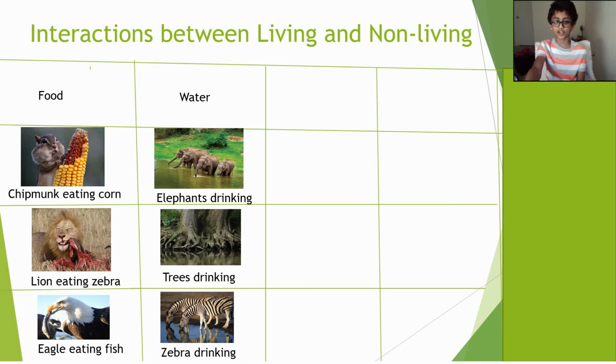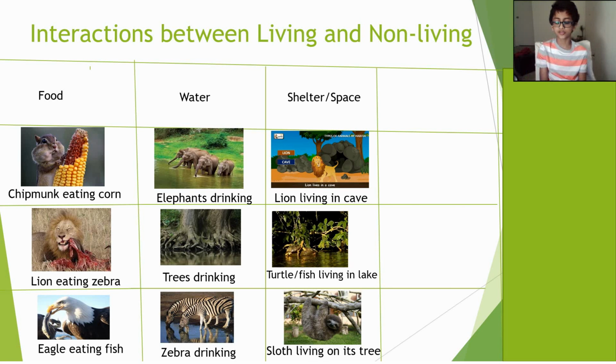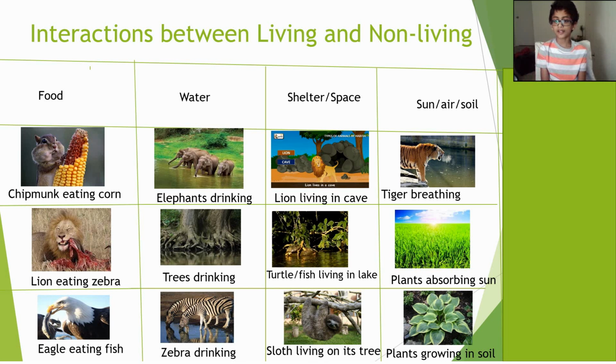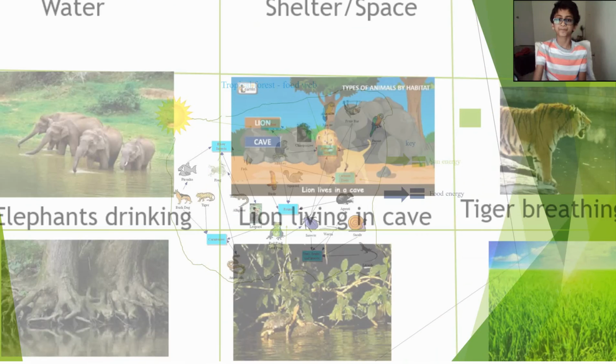Here are some water interactions. Elephants drinking and trees drinking and zebras drinking. Mainly it's just drinking with water, but there are also many other uses for water, like bathing. Here are shelter and space. Here are a few animals living in their ecosystems. Lion living in cave, turtlefish living in lake, and sloth living in street. And finally, here are some sun, air, and soil interactions. Tiger breathing, plants absorbing sun, and plants growing in soil.